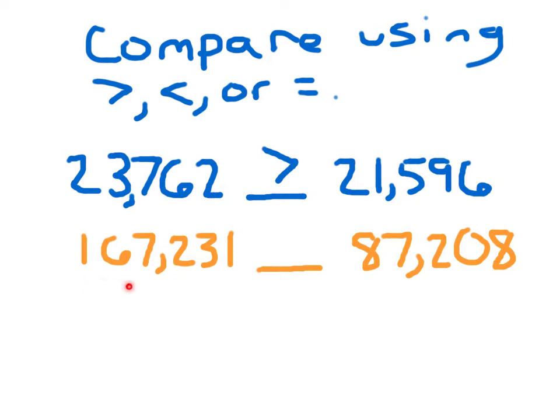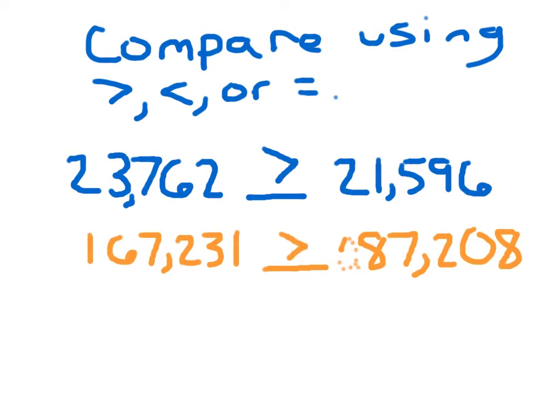Again, I can start by reading the numbers: 167,231 and 87,208. Next step is to look at the places. We're comparing this 1, which is worth 100,000, to this 8, which is worth 80,000. Even though this 1 is less than this 8, we can't just write a less than sign, because this 1 is worth 100,000, whereas we would have a 0 right here. Sometimes I even like to place in that 0, and then I'm comparing 1 with 0, and 1 is greater than 0.